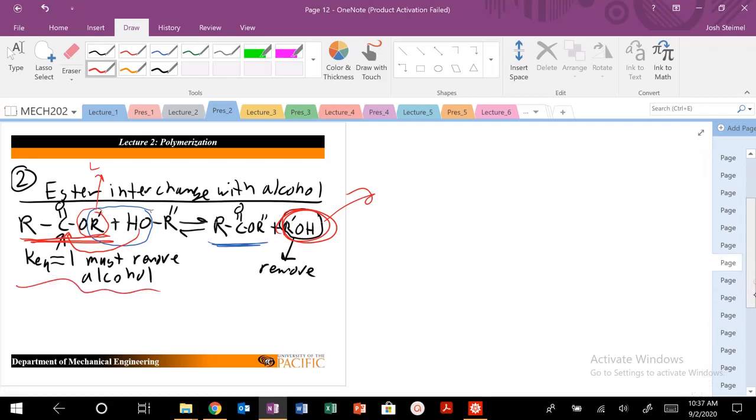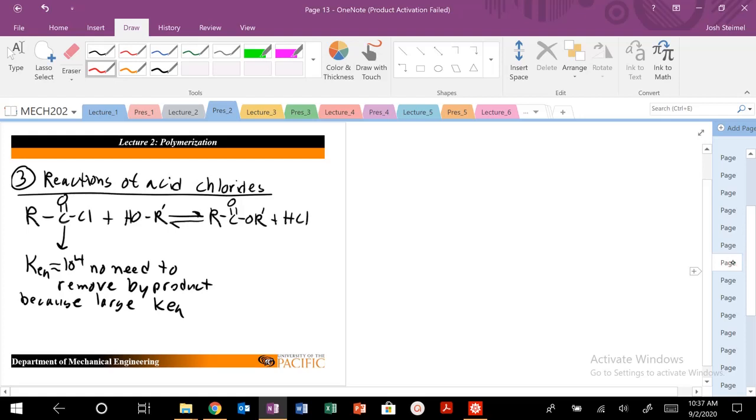All right, let's look a little bit more. And then finally, with our generic reactions, it's going to be more fun when we actually make polymers. But our third synthesis method, in general, is this reaction with acid chloride. When we have this group, we know our K_eq is 10 to the 4th.